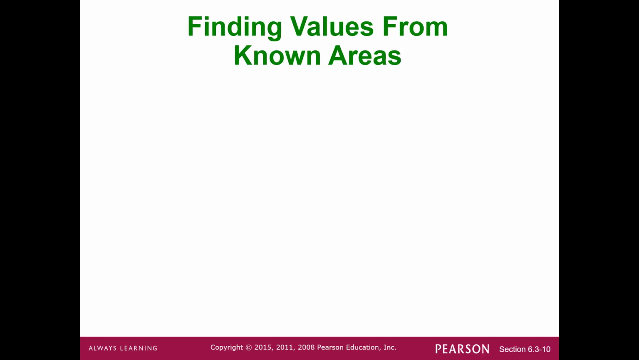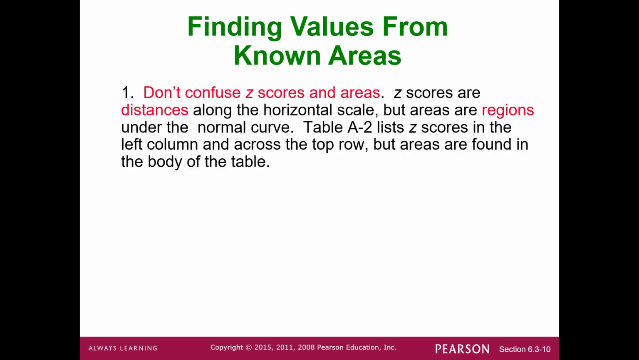Alright, so let's dig a little deeper and understand this. Number 1, it says, don't confuse z-scores with areas. Z-scores are distances along the horizontal scale, but areas are regions under the curve. And then it also says table A2 lists z-scores in the left column and across the top row, but areas are found in the body of the table.